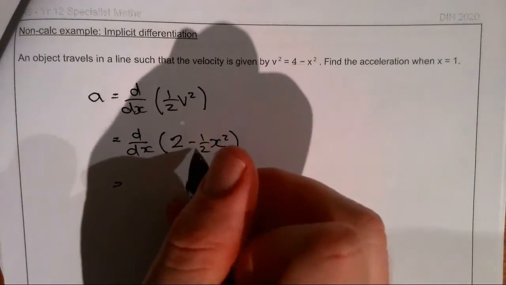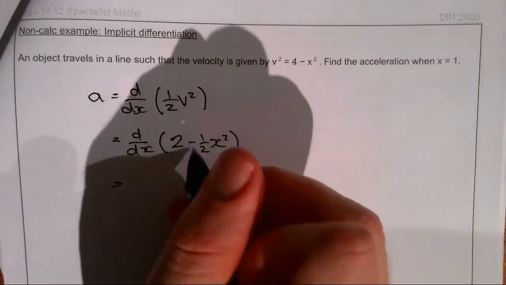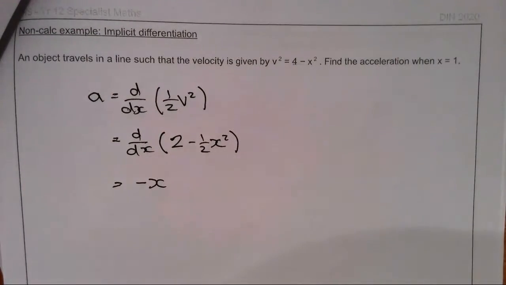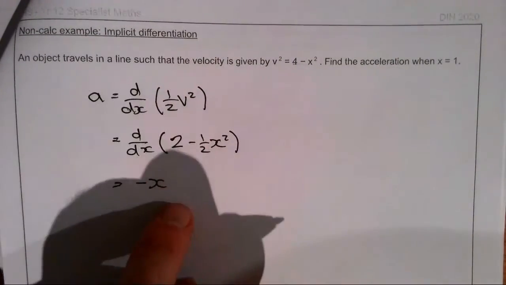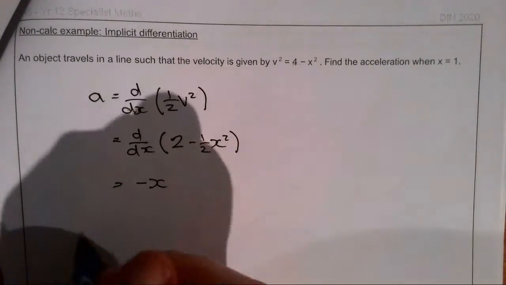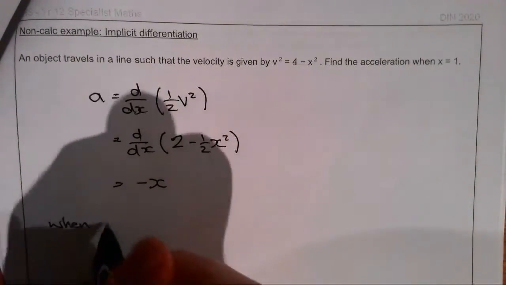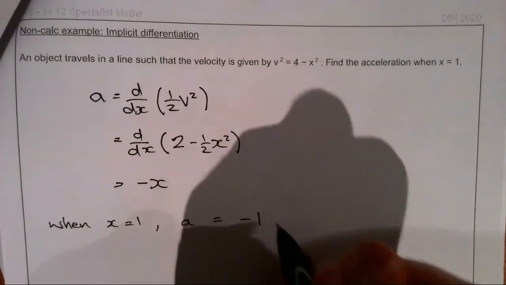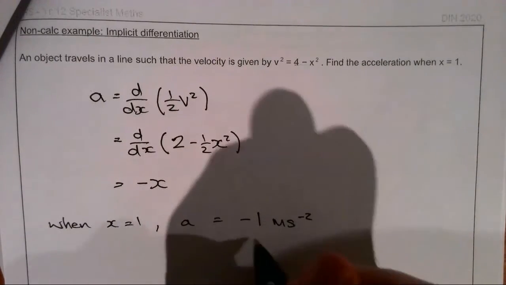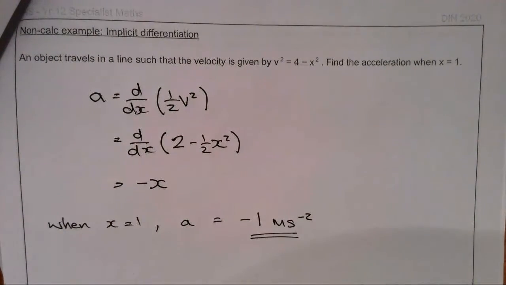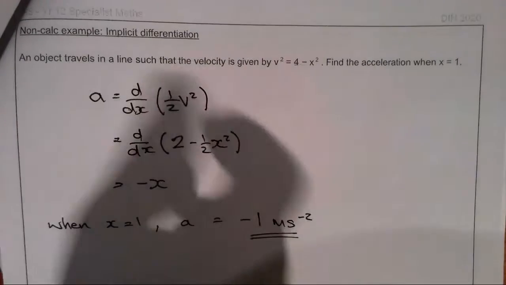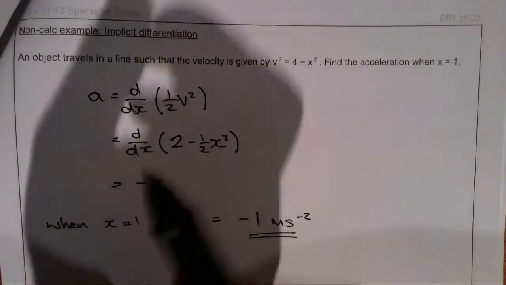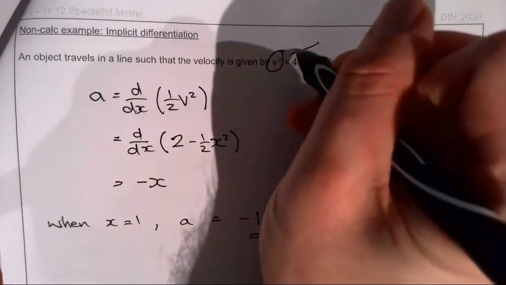d by dx of 2 is 0, minus a half x squared. If I differentiate that and multiply by 2, I'm going to get minus x. So this tells me that the expression for acceleration is actually just minus x, which means that when x equals 1, the acceleration is minus 1 meters per second squared. So super straightforward, but only because we knew to try this form, and the clue here is the v squared.